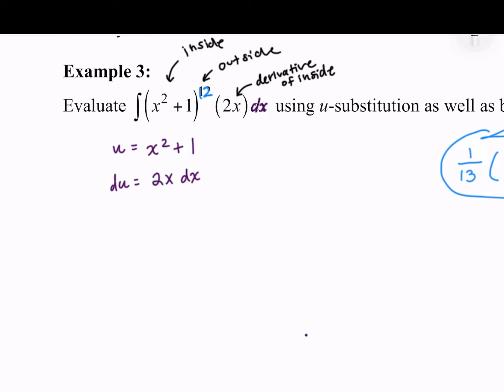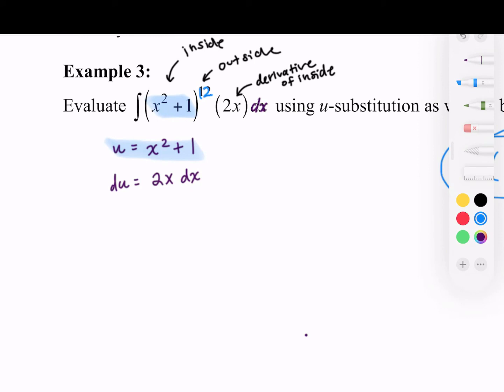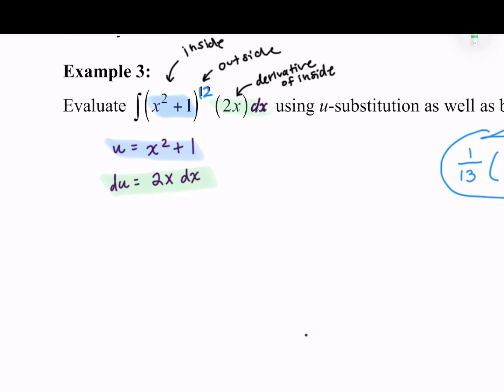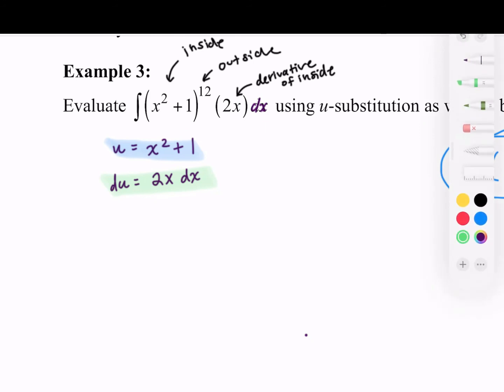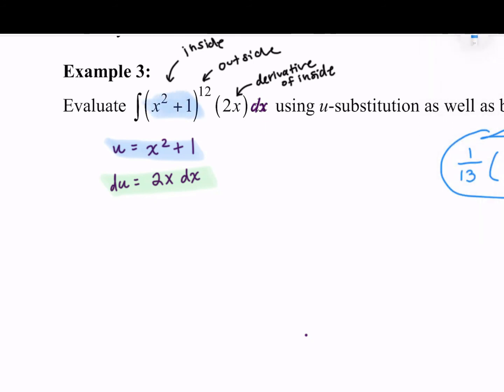And so all of my x's and all of my dx's are going to get replaced. Okay, so right here, I'll use blue. My u, I can see, is right here. And then my du, I'll use green, is right here, 2x dx. And so everything else that's not highlighted, I took it all away, is going to get replaced. So everything that's highlighted is getting replaced right now.